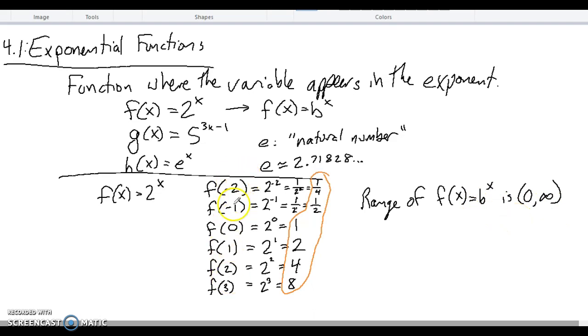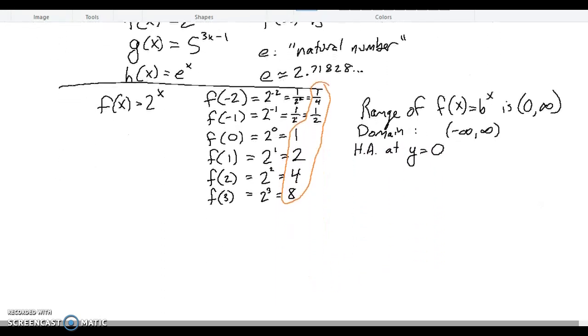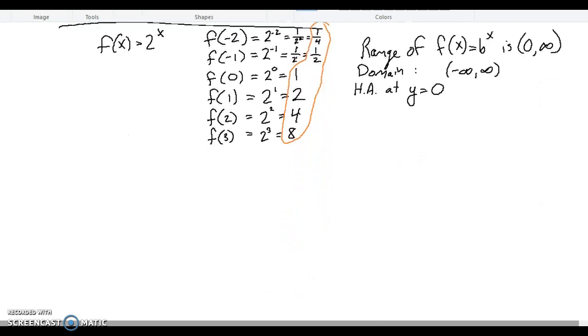But I was able to plug in anything I want, so the domain is all real numbers. What we can see here is we keep getting more negative with our x values. We get smaller and smaller, but never quite reach 0. So we have a horizontal asymptote at y equals 0 along the x-axis. And so those are some general properties we will find for any non-transformed exponential function.